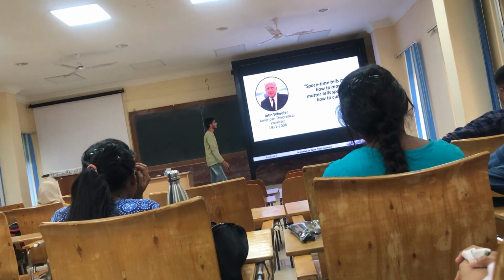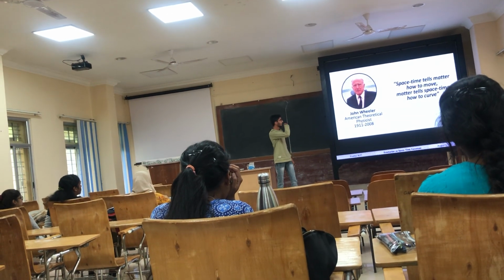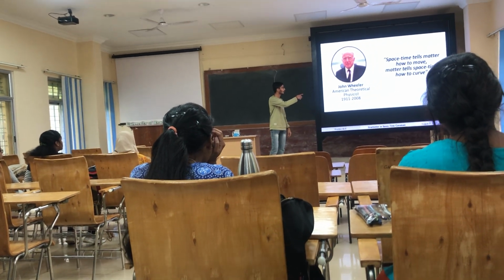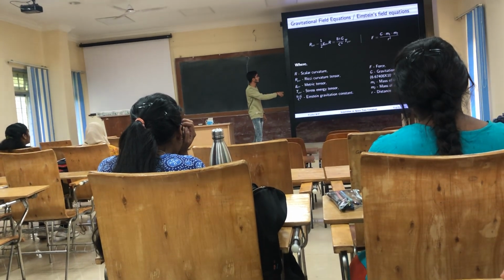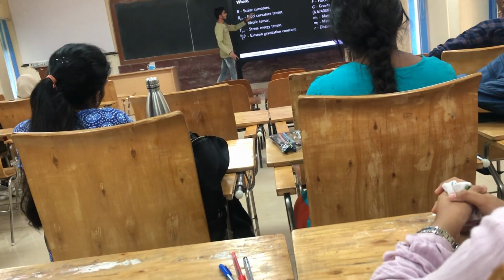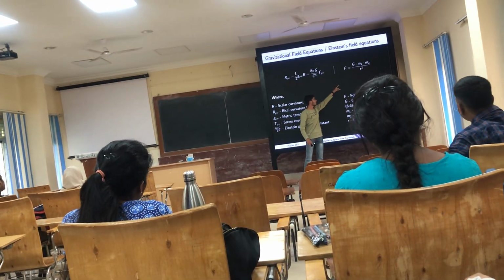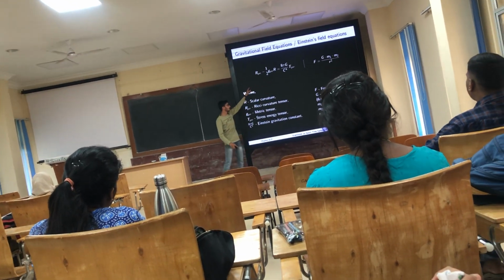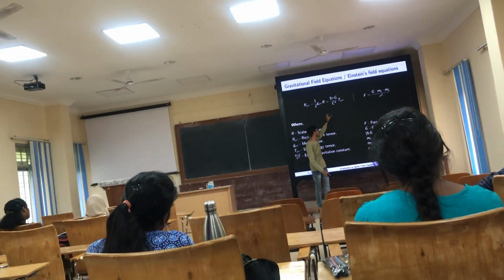Again the same one. John Wheeler, an American theoretical physicist, said this: space-time tells matter how to move, and matter tells space-time how to curve. Again, I am going to explain this in this equation. Before explaining that, I will compare these two equations: Newton's theory of gravitation and here Einstein's field equation. What you see on the left-hand side is the analog of force, comparing these two equations.